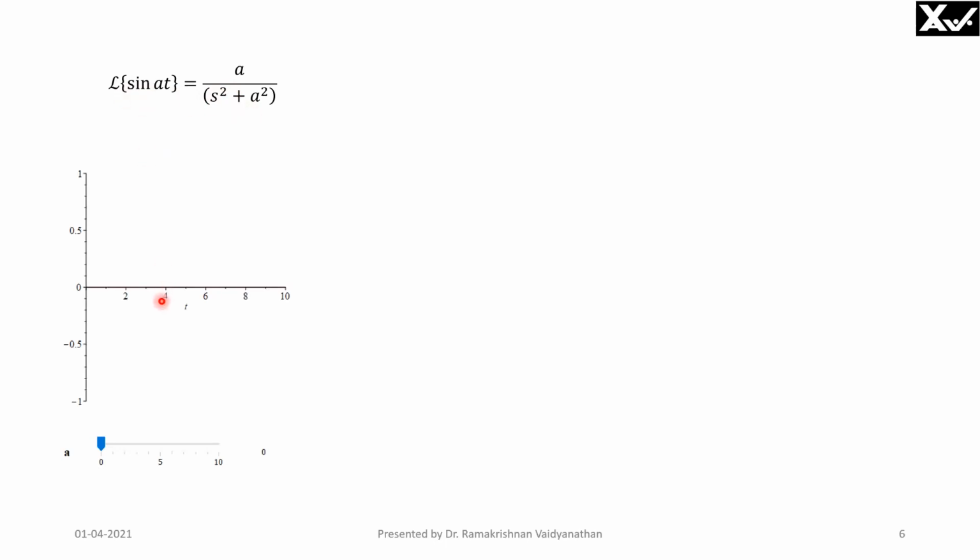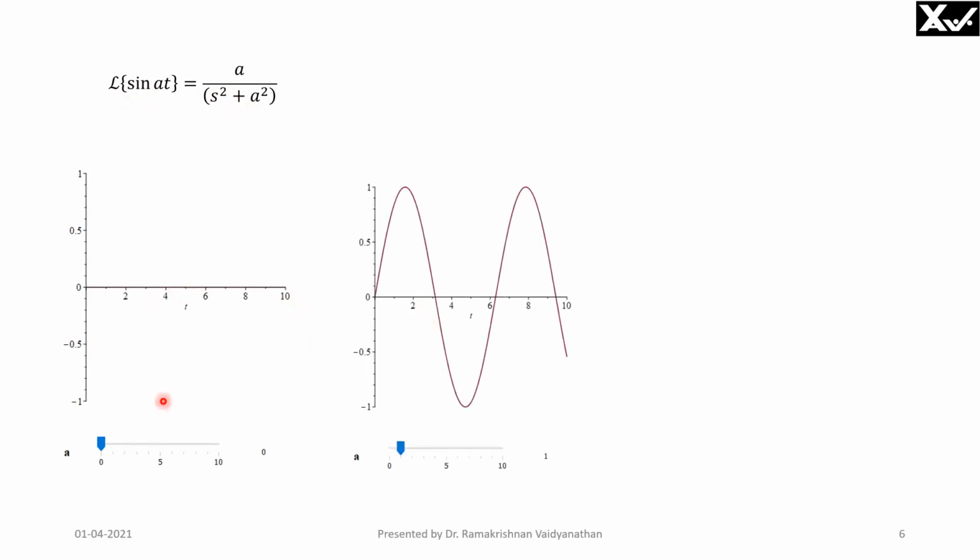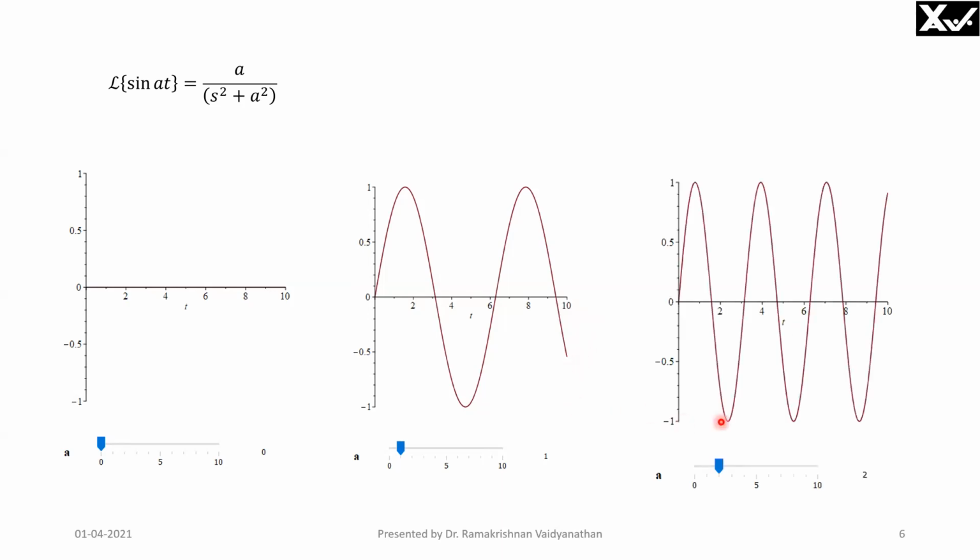Now we will see this sin a t function here, the basic function. When a is equal to 0, it's a horizontal line. When a is equal to 1, it's a sinusoidal function. Right? One cycle is completed here. You will have a is equal to 2, more number of cycles are completed here. So frequency increases, time period decreases. A is equal to 2 here.